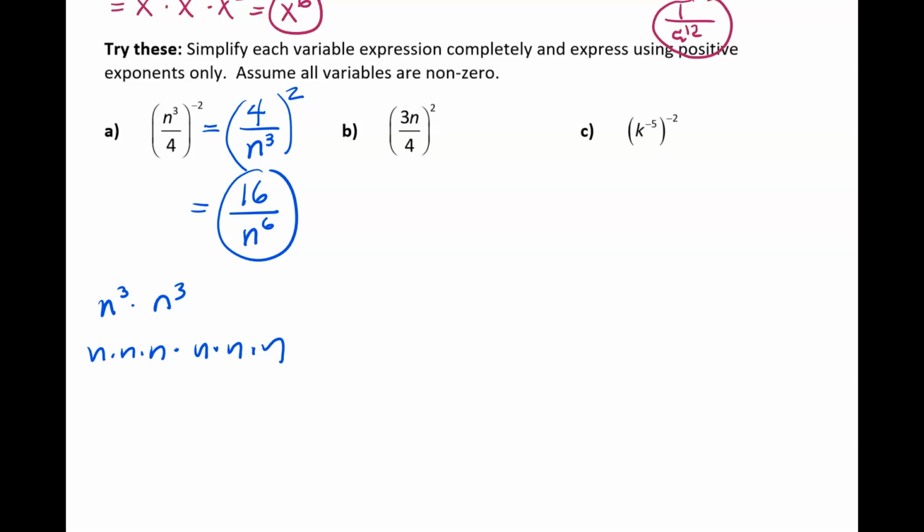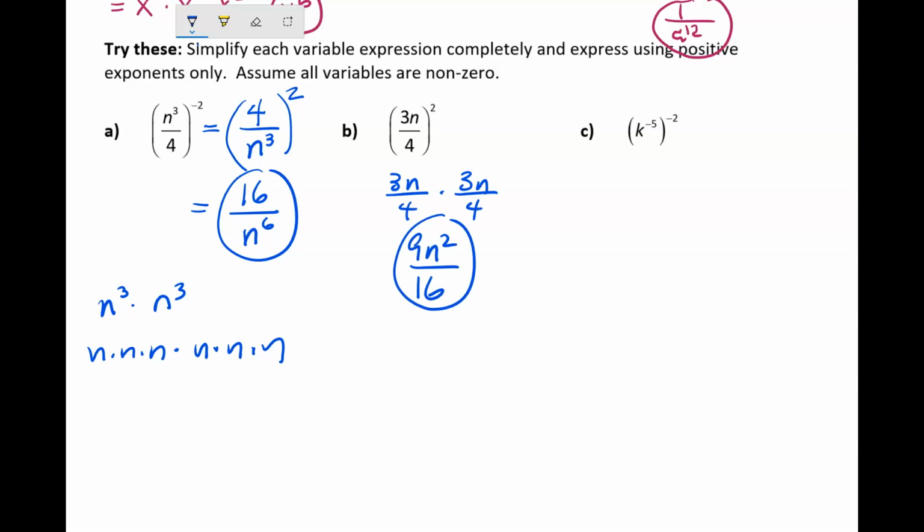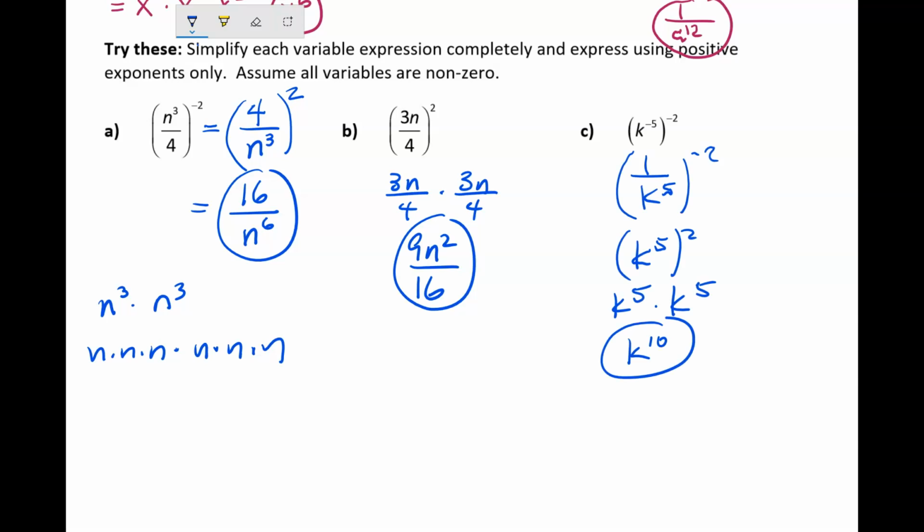All right, try b now on your own. b should have given you 9n squared over 16. Notice that this one did not have a negative exponent in it, so it just means repeated multiplication. All right, last one is c. Try that one on your own. And that should give you k to the 10th power.